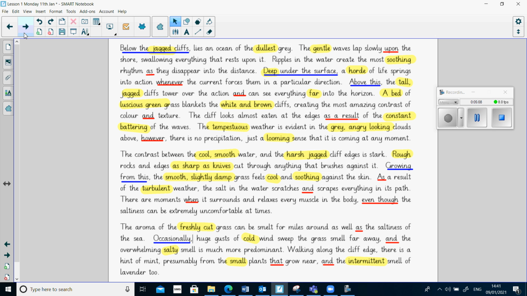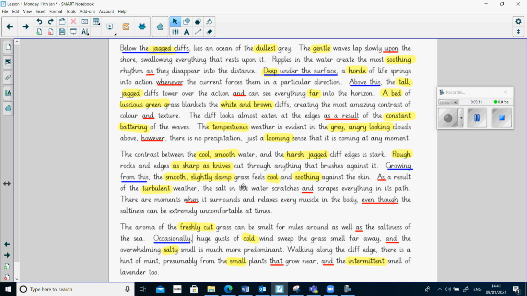Ta-da! So, as we said, we've got below the jagged cliffs with a comma. Did you remember that's a fronted adverbial? Hope so. There are lots more in the text as well. We've got deep under the surface, above this, growing from this, occasionally, and each of those have got a comma after. We must remember our commas after fronted adverbials.